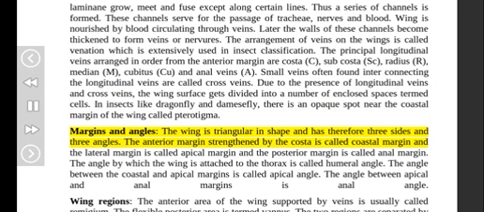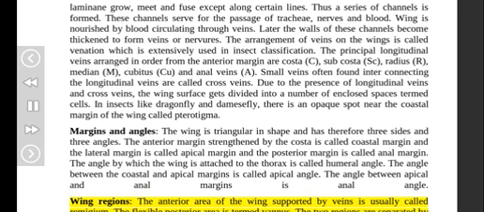Margins and angles. The wing is triangular in shape and has therefore 3 sides and 3 angles. The anterior margin strengthened by the costa is called costal margin, the lateral margin is called apical margin and the posterior margin is called anal margin. The angle by which the wing is attached to the thorax is called humeral angle. The angle between the costal and apical margins is called apical angle. The angle between apical and anal margins is anal angle.